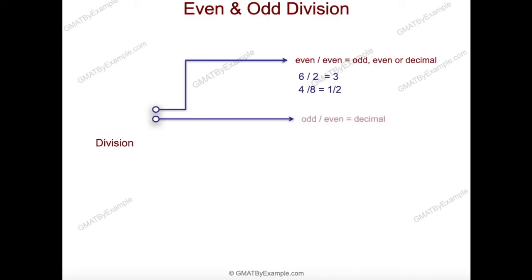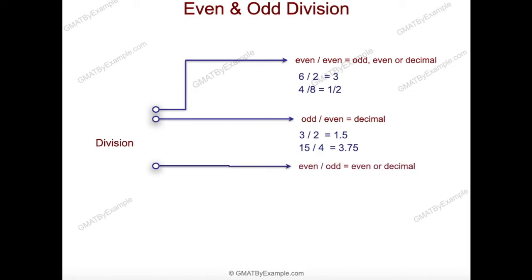What happens when an odd number is divided by an even number? It is always a decimal. For example, 3 divided by 2, 1.5. 15, an odd number, divided by 4, an even number, is 3.75. So when an odd number is divided by an even number, it is always a decimal without fail.